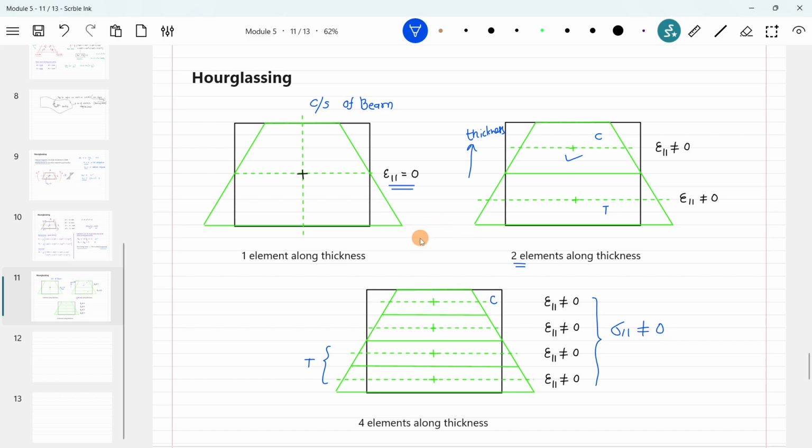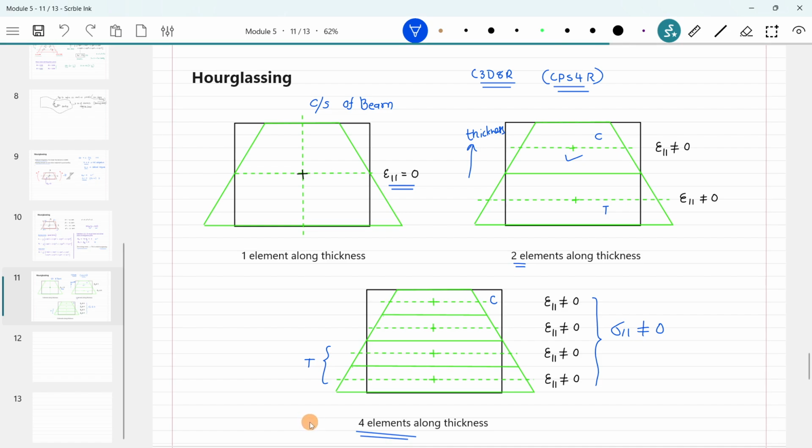So C3D8R element, or in case of 2D, CPS4R, we can use these elements in bending, given that we should mesh the thickness with a minimum of 4 elements. This is a minimum number. If we want more accuracy, or depending on stress gradients and the requirement of stress accuracy, we can use 6 or 8 elements as well, but to avoid hourglassing, a minimum of 4 elements is suggested.